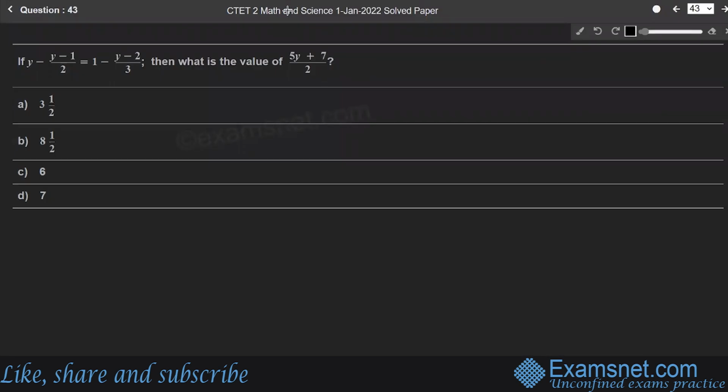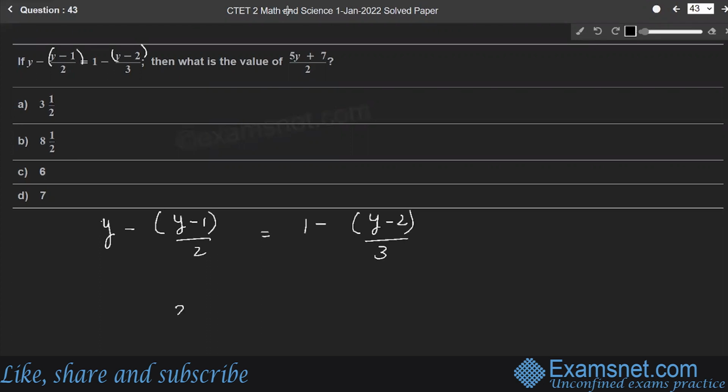Question number 43. If (y minus 1)/2 is equal to 1 minus (y minus 2)/3, then what is the value of (5y plus 7)/2? Let us simplify the given equation to find the value of y. (y minus 1)/2 is equal to 1 minus (y minus 2)/3.